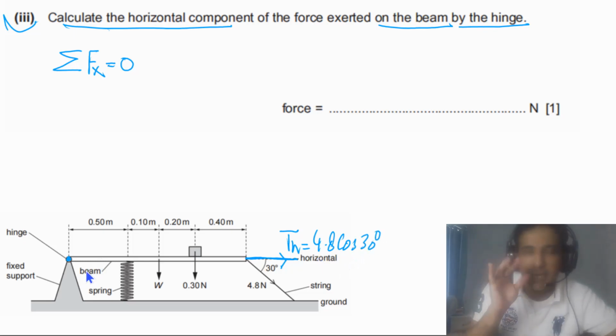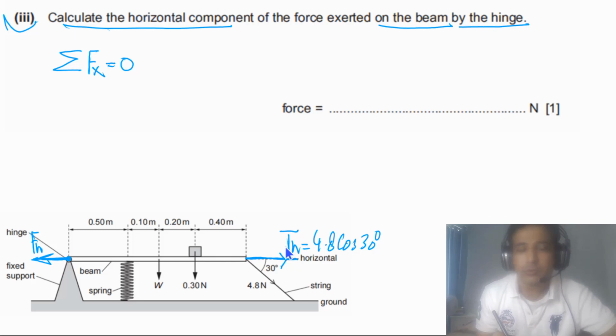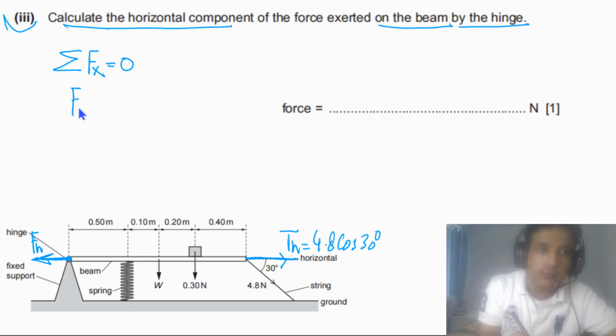As the beam is in equilibrium, the force by the hinge on the beam has to be to the left, and it has to be equal to the horizontal component of the tension in the string. So the force due to the hinge equals the horizontal component of the tension, 4.8 cosine of 30 degrees. If we solve this, our final answer is 4.2 newtons. So this is the horizontal force exerted by the hinge on the beam.